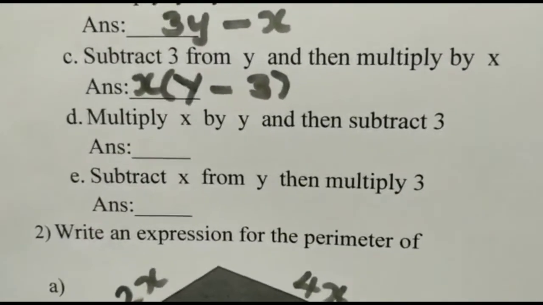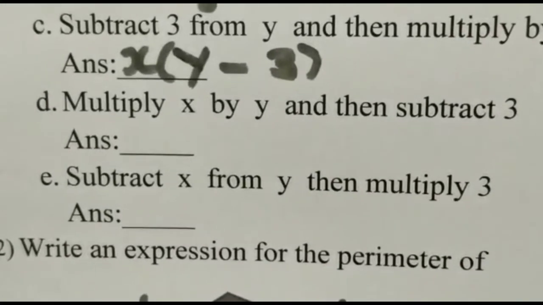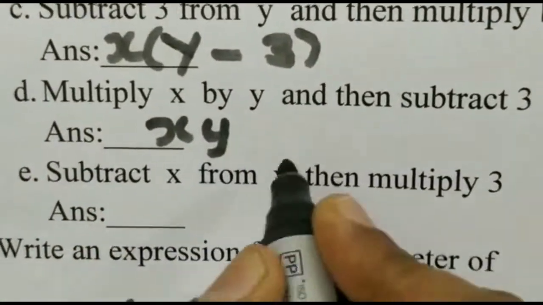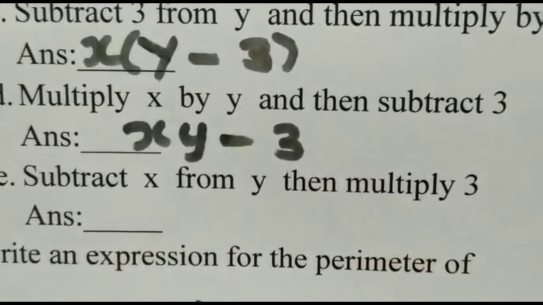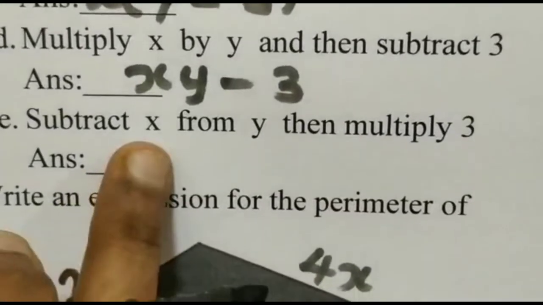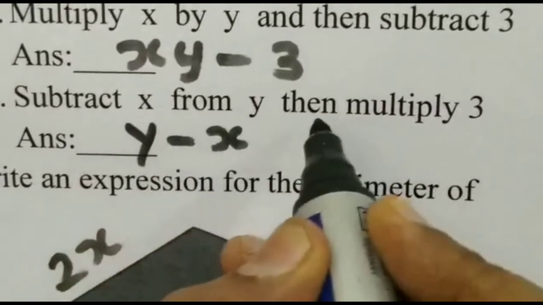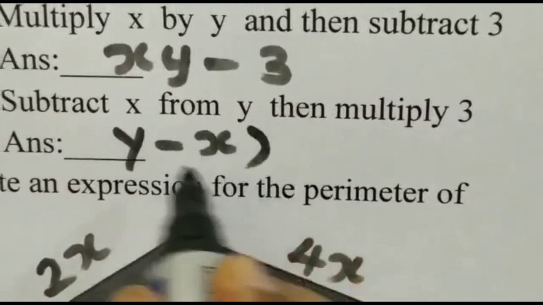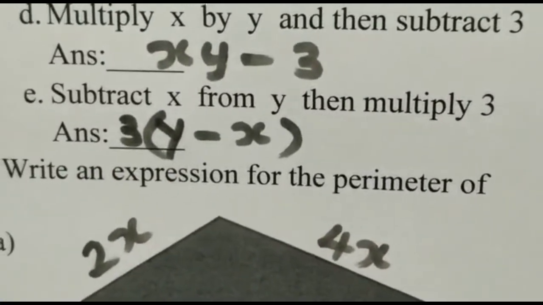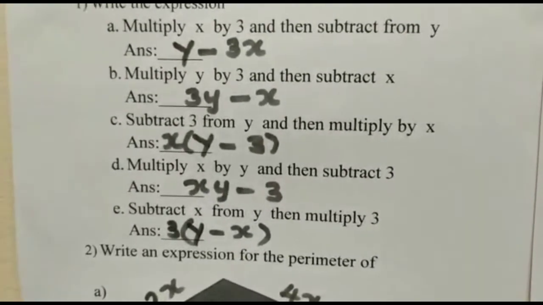Next one, multiply x by y and then subtract 3. Multiply x by y, it means xy. And then subtract 3. Next, subtract x from y, then multiply by 3. Subtract x from y: y minus x. Then multiply by 3. By both the terms, so use the bracket, and outside you have to write 3. So these examples you have to understand, how to frame the expressions, okay.